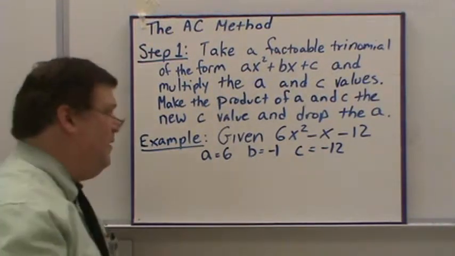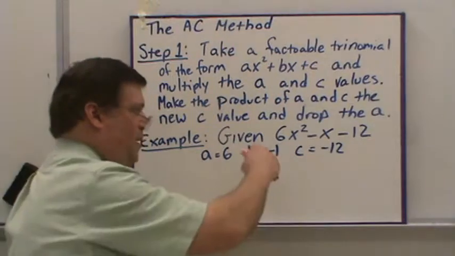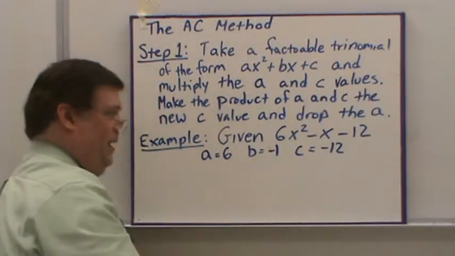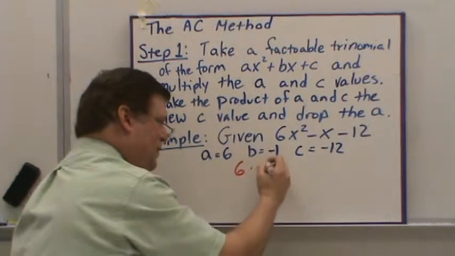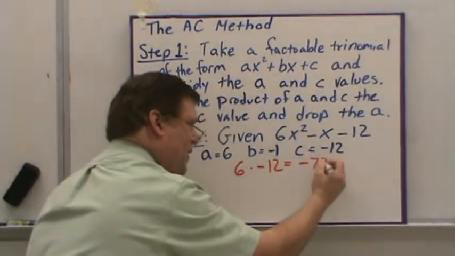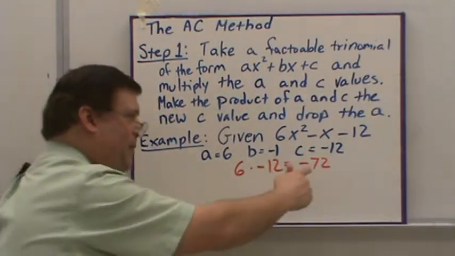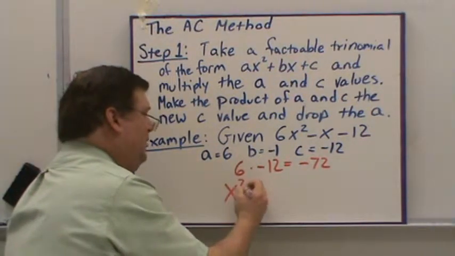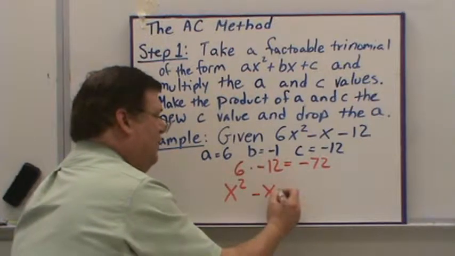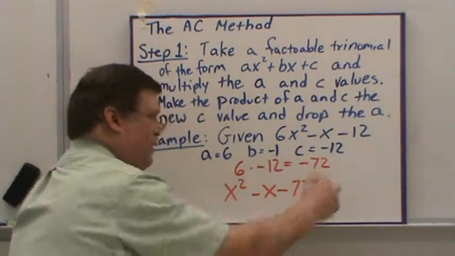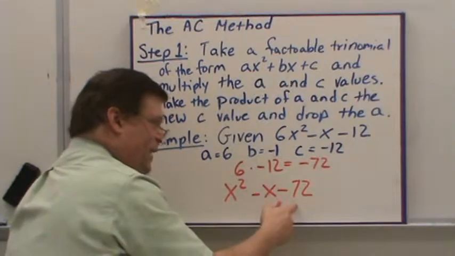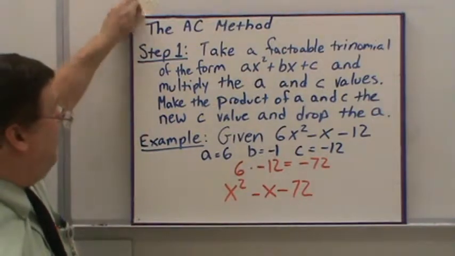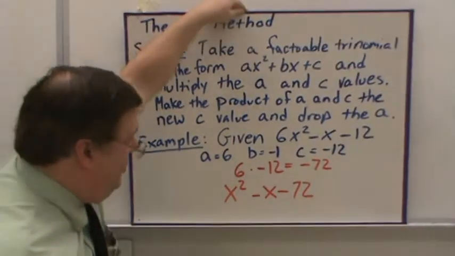Let's see what that looks like. This is just step 1 here. If we're given this, my a value is 6, my c value is negative 12. Multiply 6 times negative 12, and I get negative 72. I'm going to make that my new c value, and I'm going to get rid of my a. So this becomes x squared minus x minus 72. I've replaced the negative 12 with a negative 72, and I've gotten rid of the 6. That's step 1.